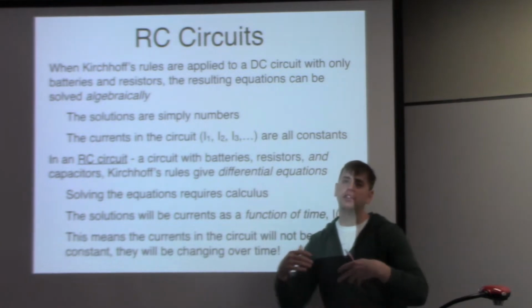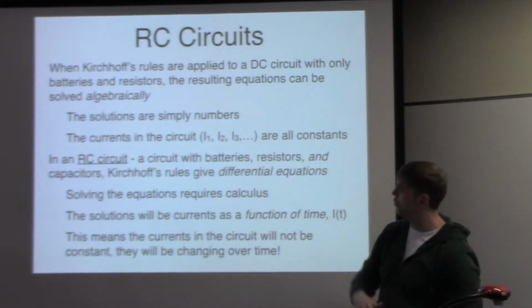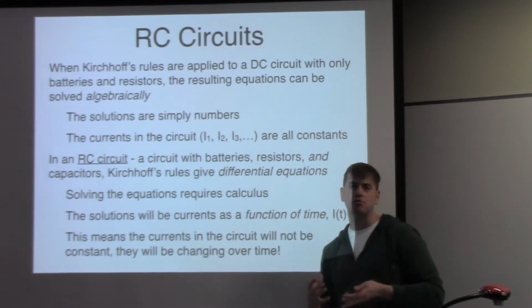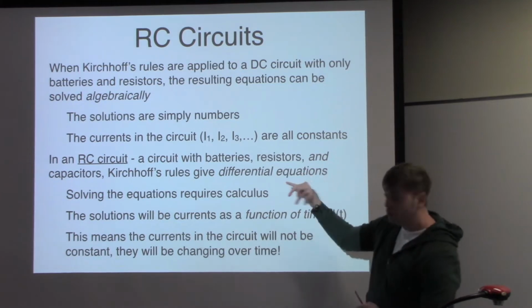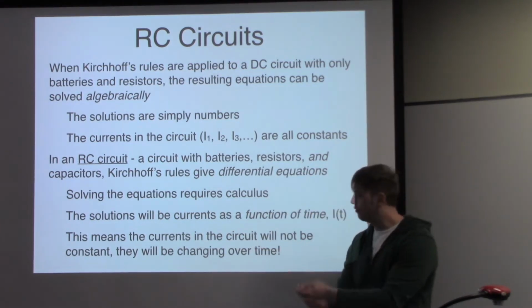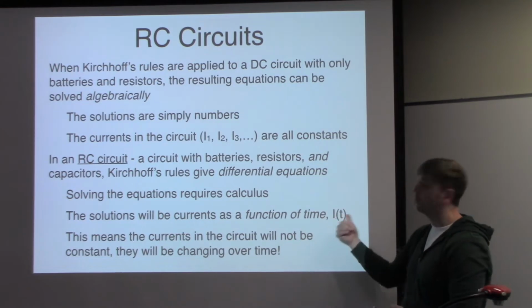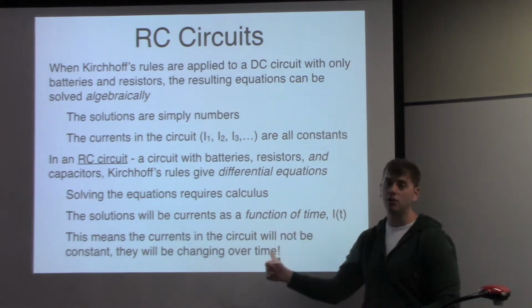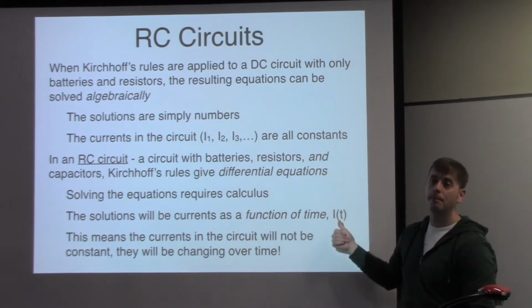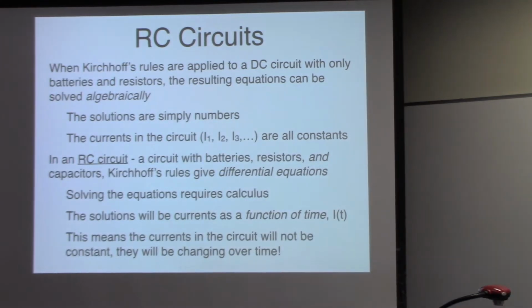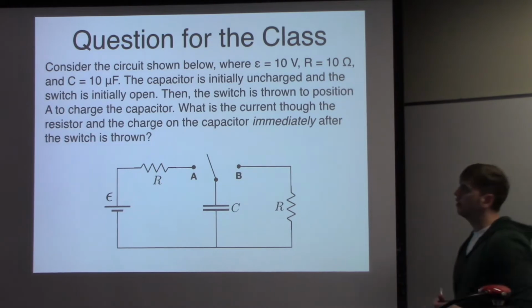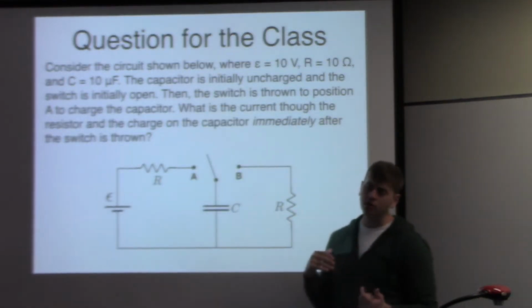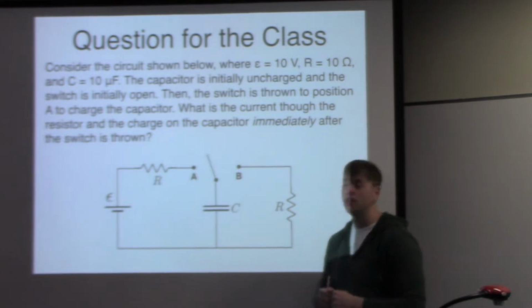And another thing that makes a differential equation different from an algebraic equation is that, again, when you solve an algebraic equation, you just get some number for your solution. When you solve a differential equation, what you get is a function. For instance, the current will be a function of time. Rather than some constant value, it's something that changes over time. So this is a little bit different than what we've seen before. And so I'm going to start you off with some questions for the class to get you thinking about what's going on in an RC circuit and how currents and therefore charges on the capacitor are changing over time.